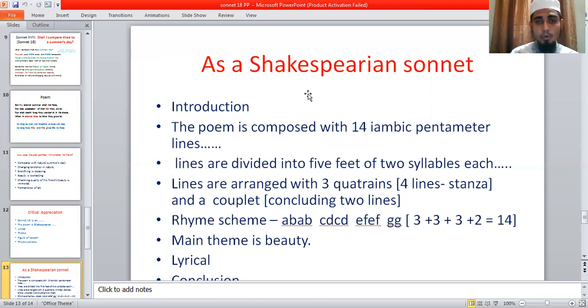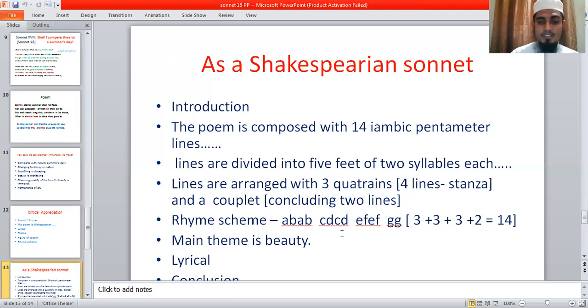So now I would like to prove this sonnet as a Shakespearean sonnet, and then you can write in this way. You will say that we know that a Shakespearean sonnet is mainly written in 14 iambic pentameter lines. We find this poem is also written with 14 iambic pentameter lines. So it is a supreme example of Shakespearean sonnet. And then the lines are divided into 5 feet of 2 syllables. You know that the quality of a Shakespearean sonnet is that the lines are divided into 5 feet and every foot has 2 syllables. We find that in this sonnet also every line is composed in this way, and the lines are arranged into three quatrains. This is the quality of Shakespearean sonnet.